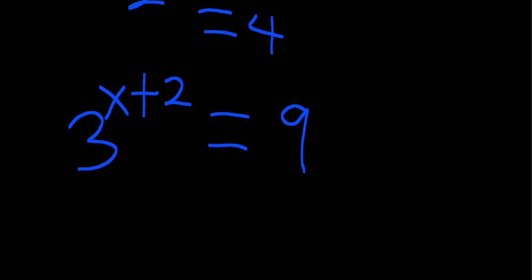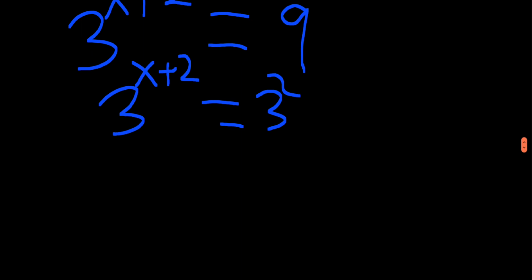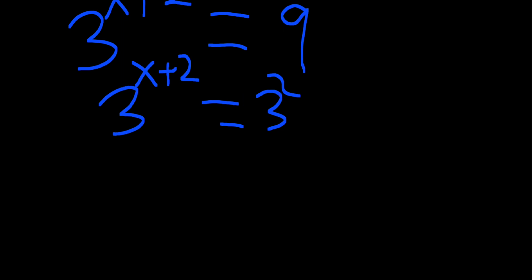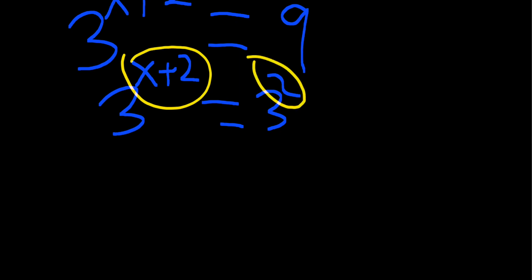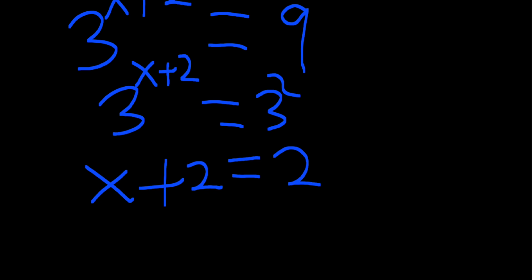Therefore, my equation will now become 3 exponent x plus 2 is equal to 3 to the second power. Now, our base is the same, that is 3. Therefore, the exponents are also equal to each other. Hence, x plus 2 is equal to 2.